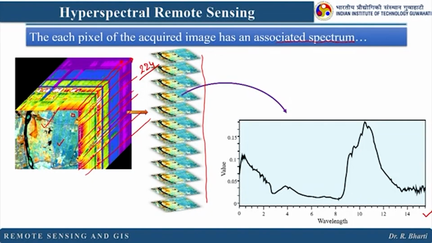Now you must be wondering why we get this kind of spectral response from a material or from a target. As I told you, this information can be used to extract composition related information. There is a correlation between the internal atomic structure as well as the chemical composition of the target, and because of them only we are getting this kind of spectral signature. These signatures have peaks and troughs, and they give the shapes of the spectral features.